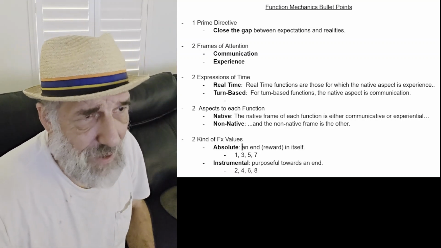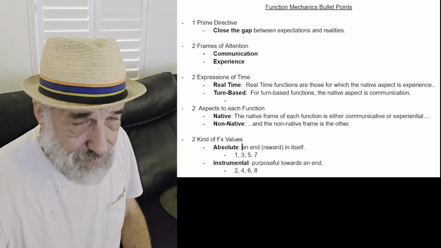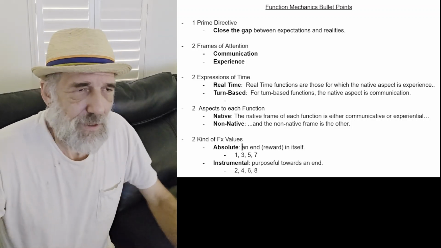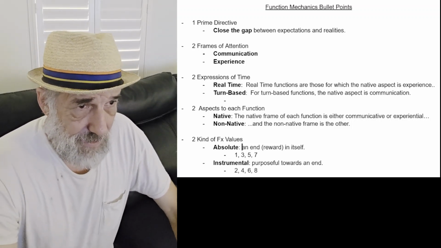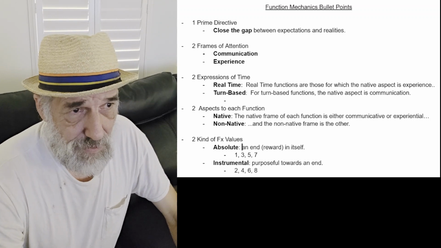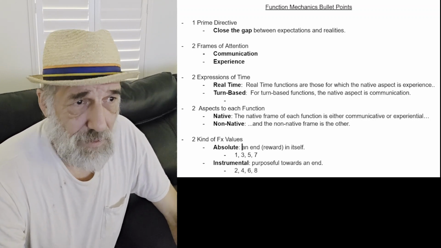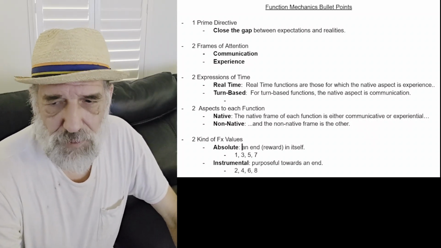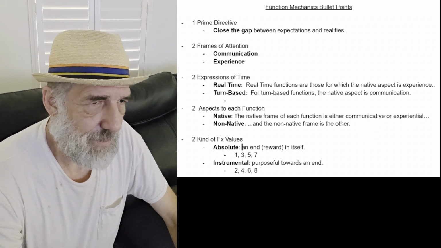There are two kinds of function values, absolute and instrumental. The odd-numbered functions are absolute values. That means they're an end in itself. And the instrumental values are 2, 4, 6, 8, the even-numbered functions, and they are functions you perceive as purposeful to an end and not an end in themselves.